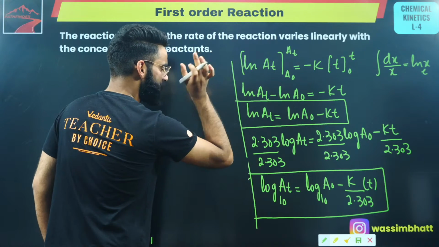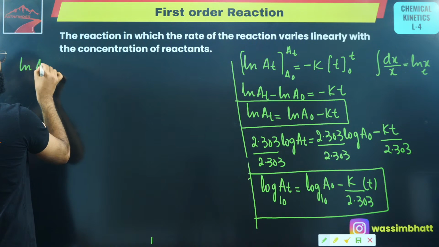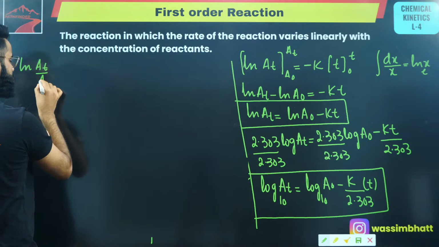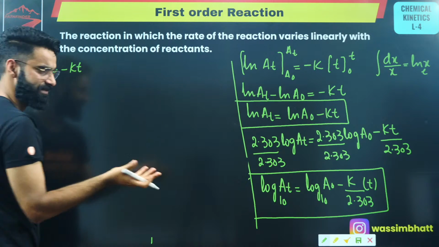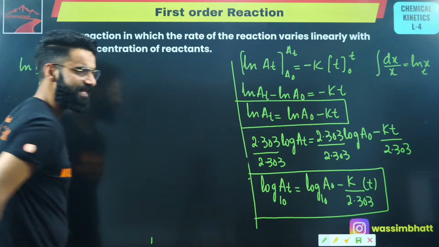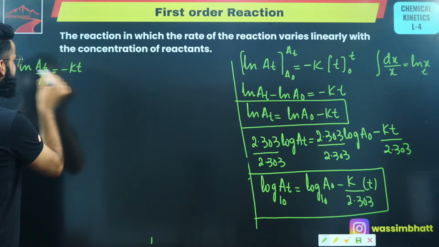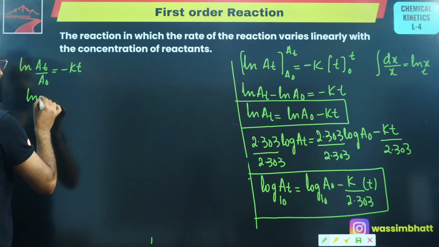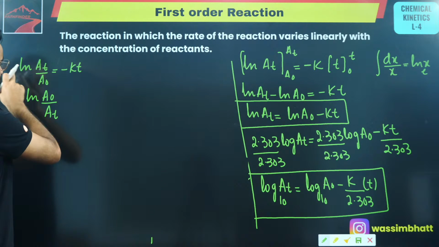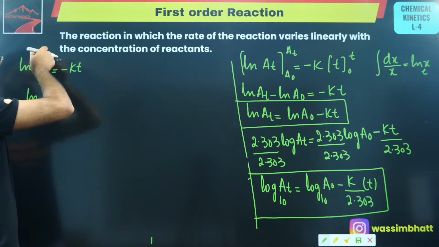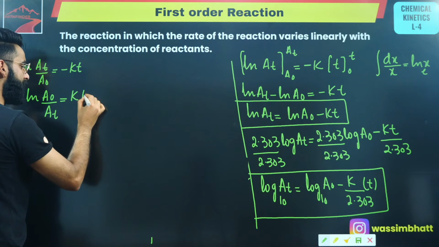See, ln of At minus ln of A0. So ln of m minus ln of n becomes ln of m by n. So it's going to be ln of At divided by A0 is equal to minus kt. I'm simply using normal maths. Now if I multiply throughout by minus, it becomes ln of A0 divided by At, and taking the reciprocal, ln of At divided by A0 is equal to k multiplied by t.